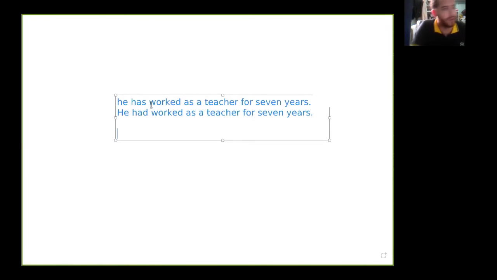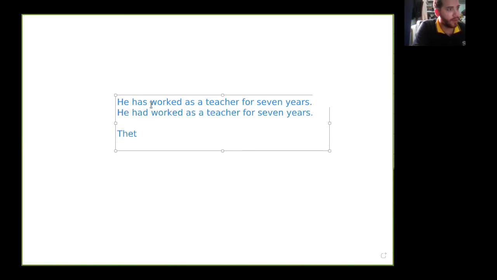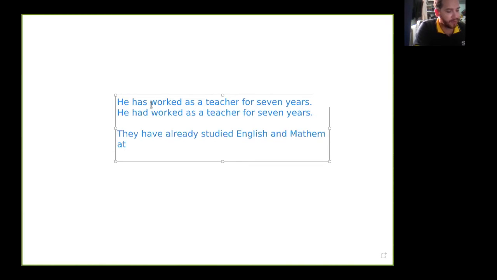Let me check another here. Vamos ver outra aqui. Deixa eu colocar aqui. Ok. They have already studied English and mathematics. Mathematics. Só puxar mais aqui. Pronto. They have already studied English and mathematics.